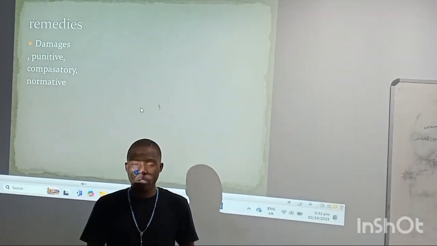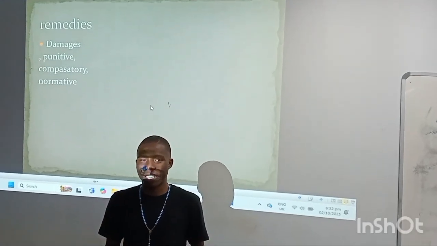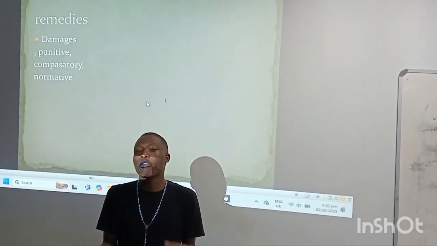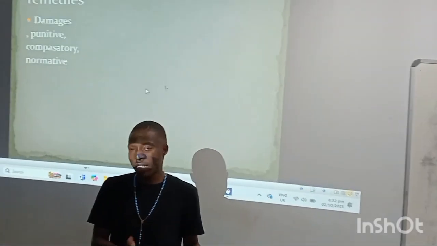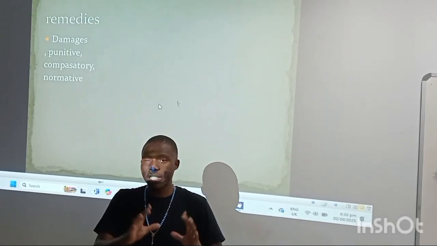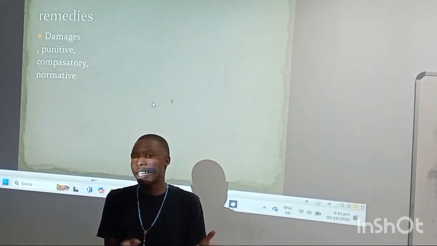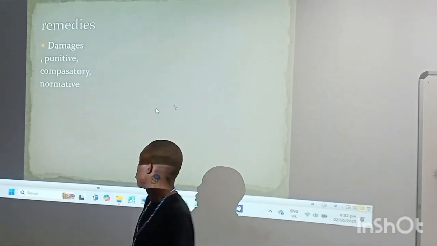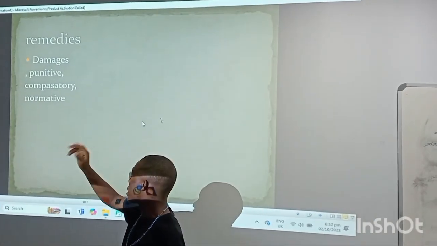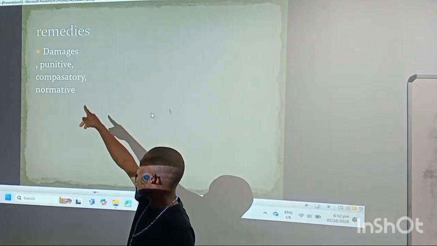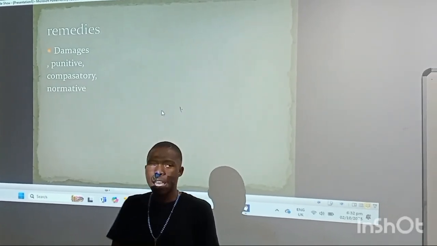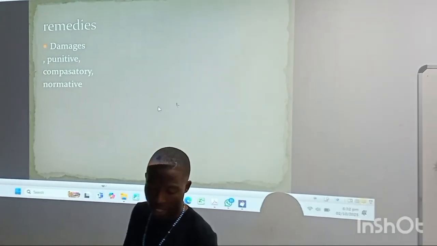Compensatory damages are about compensating someone, the injured party. We are compensating the injured party, and most of the time it is in monetary form. One thing that I forgot to mention is that there are liquidated and unliquidated damages. Liquidated damages can be quantified, and unliquidated damages cannot be quantified. So damages we've talked about: punitive, which aims at punishing the offender; compensatory, for which I've given you an example; and nominal damages, which are just small claims damages.